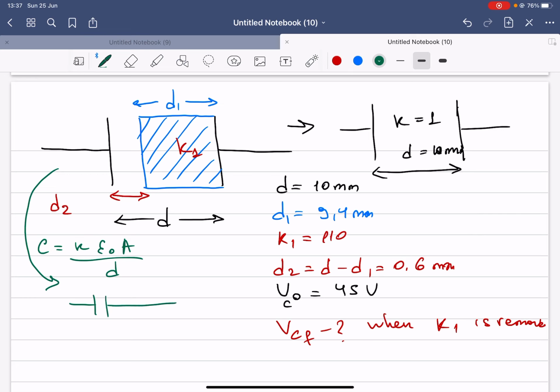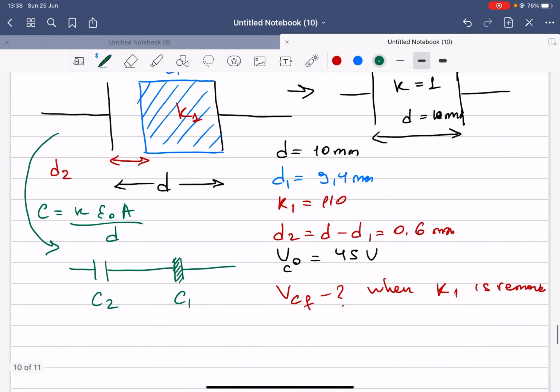So this is the capacitor. It can be resolved into two capacitors because one is filled with air and one is filled with a certain dielectric. So suppose that this is C1 and this is C2. C1 is air and C2 is dielectric, so let me fill it with dielectric. If that's the case, then we can see that the capacitors are connected in series.